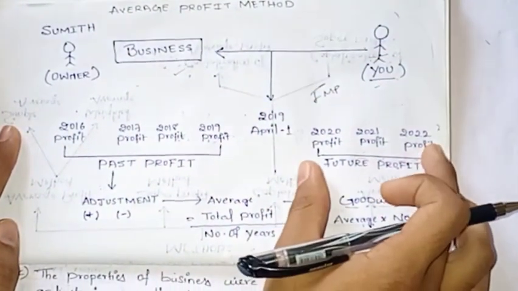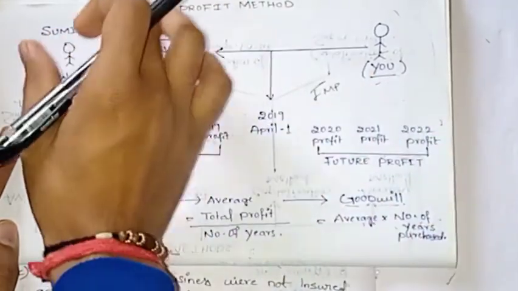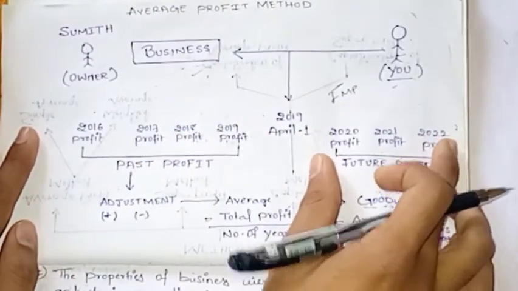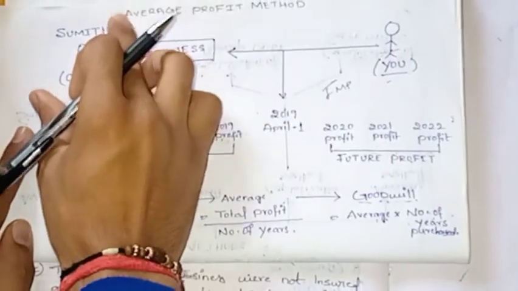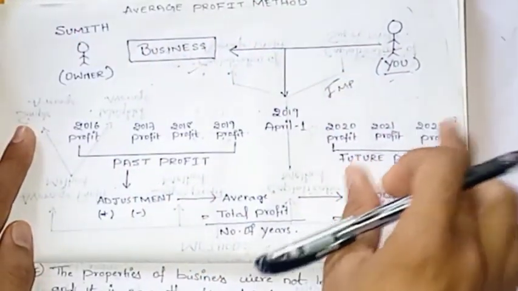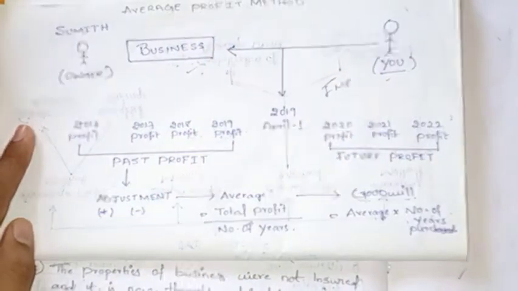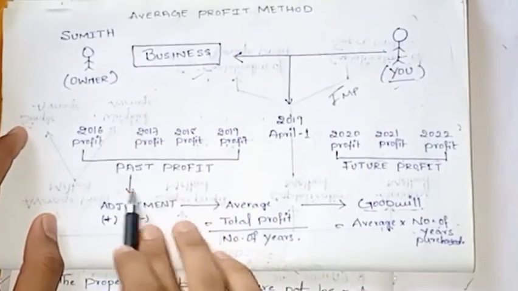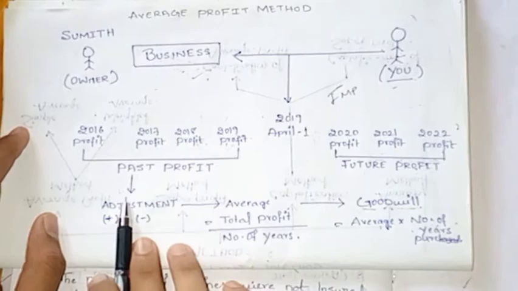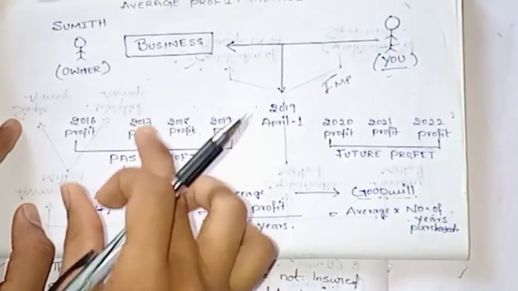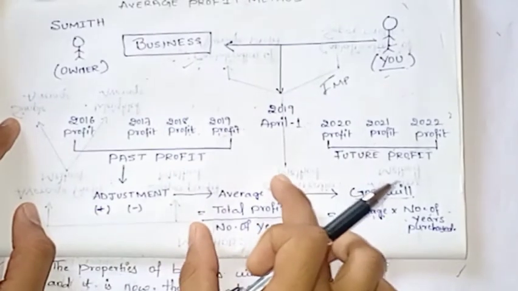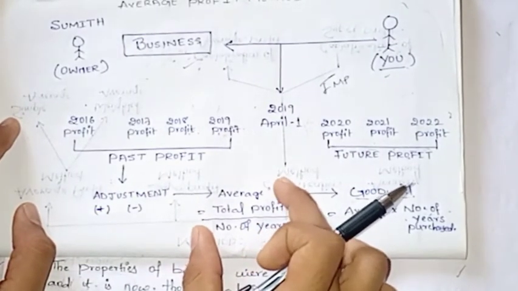So as I said, you have to compensate Sumit for this future profit, right? So that is the goodwill. You have to make some extra payment to Sumit for the future profit. So that is goodwill. Clear? So what I said, we have to adjust past profit for the future profit. What adjustment, I will say. We have to do some adjustment, and then you have to calculate the average profit for the future.